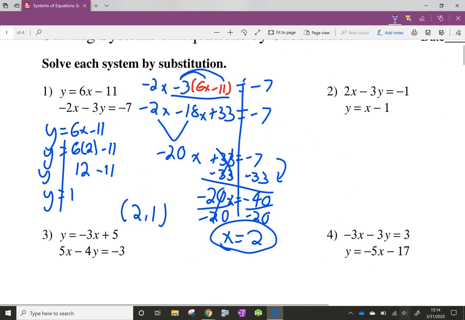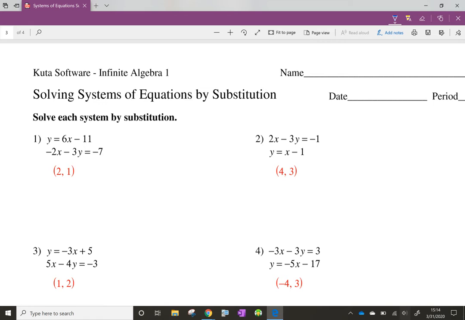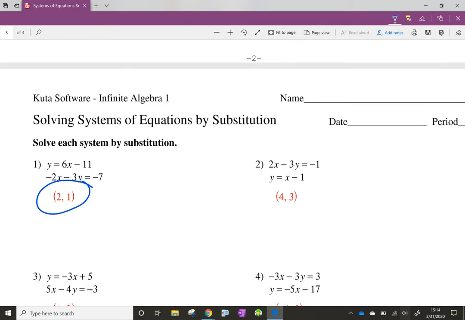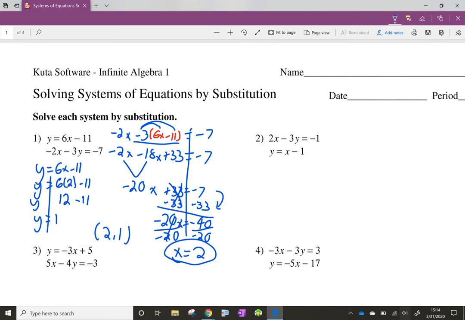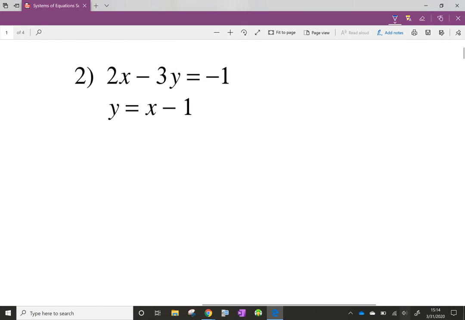And if we scrolled down all the way to the bottom here, you would see, hey, there's your answer for number 1, right? 2, 1, just like we said. All right, so let's try number 2, right? It's the same idea, right?